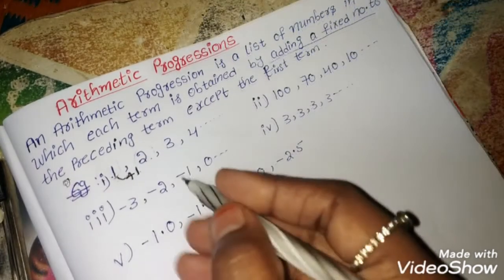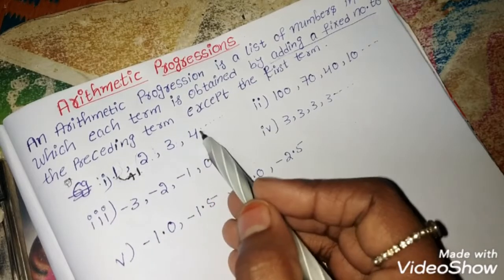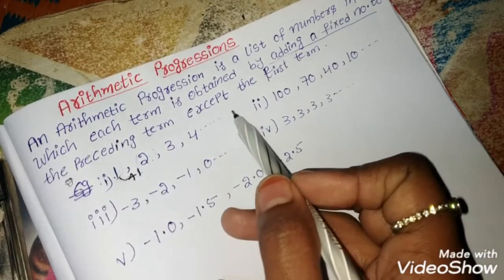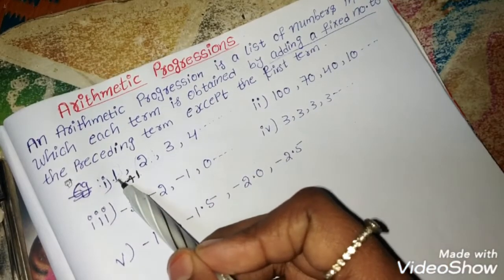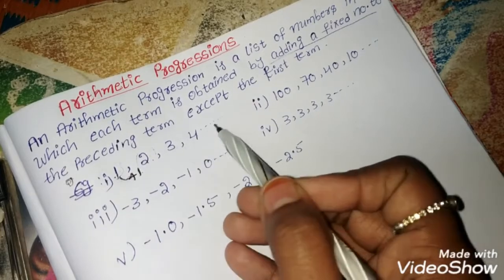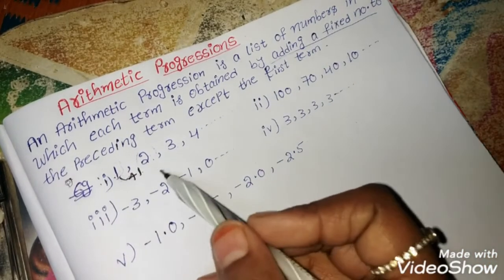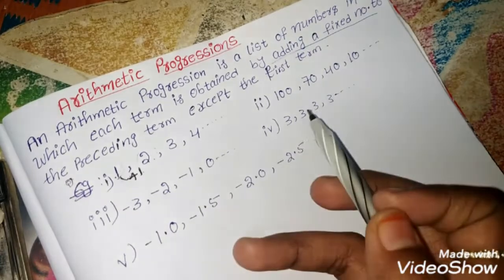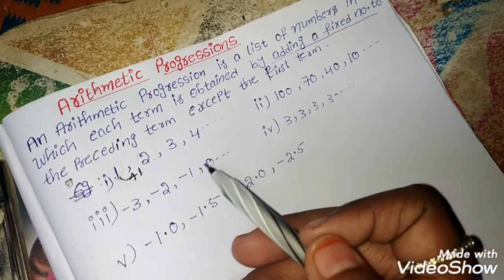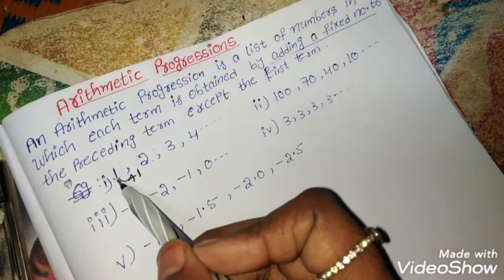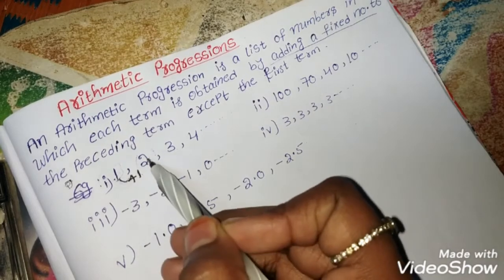Some more examples here. 1, 2, 3, 4. So we have infinite terms. That means this is term 1, term 2, term 3, term 4 and so on. See what is the pattern? Is this an arithmetic progression or not? How can we declare this? See here, now I am adding 1 to 1, we get 2.